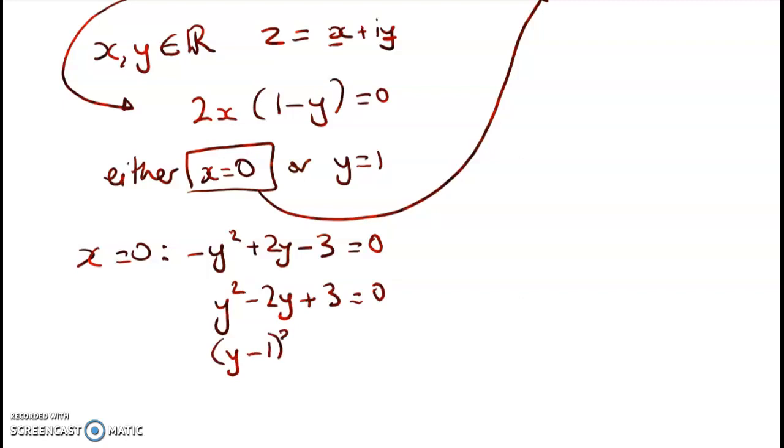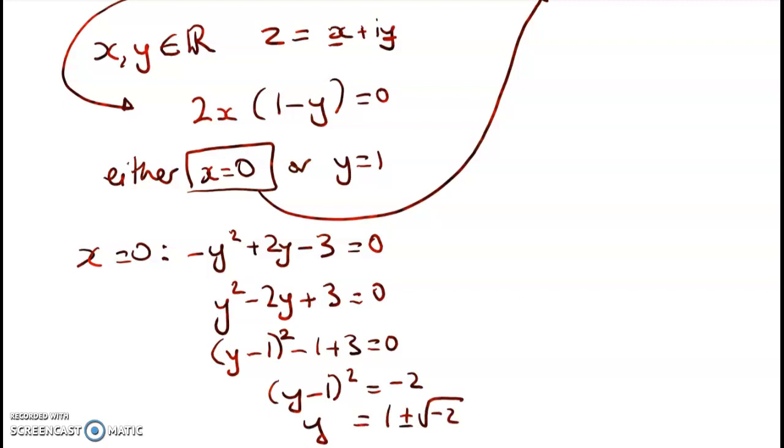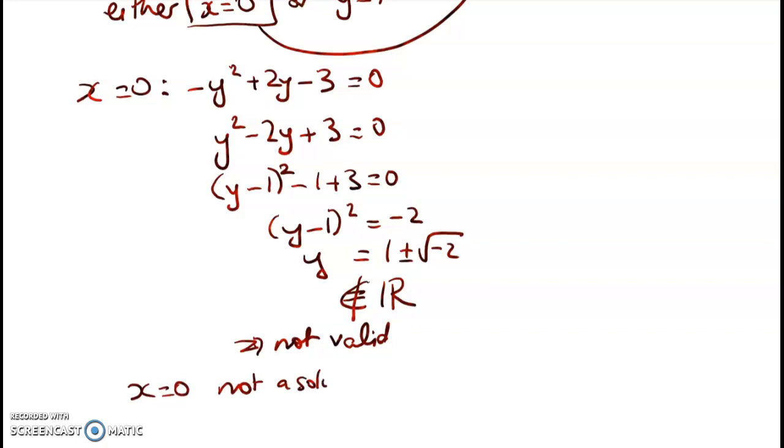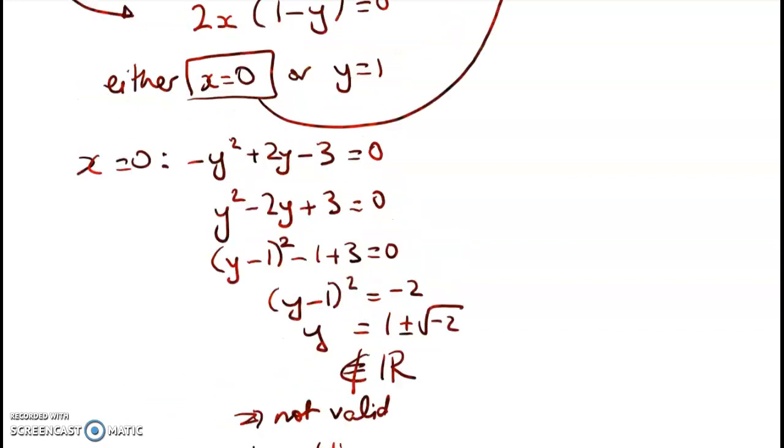So I'll do completing the square. So (y minus 1) squared minus 1 plus 3 equals 0. (y minus 1) squared is equal to negative 2. So y is equal to 1 plus or minus the square root of negative 2. Now that's enough to say that is not a real number, so it's not valid. So that means we can ditch this one. So x equals 0 is not a solution because it's not going to give us a y value that works.